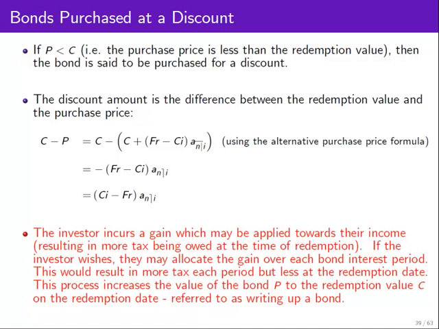Instead of paying that tax all at once, they could again spread this gain over each bond interest period. This would result in more tax each period, but at the time of redemption then, they would not have to pay as much tax. So in this case, we're increasing the value of the bond from the purchase price P to the redemption value C at the redemption date, referred to as writing up a bond.